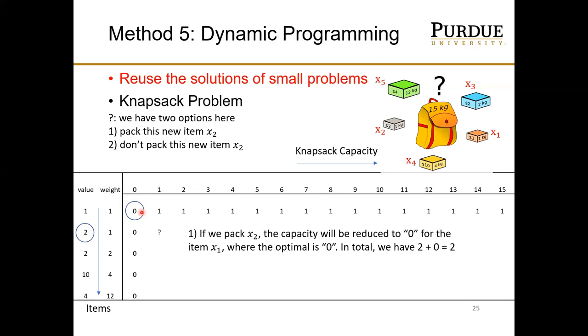That's cool. So pretty much that's dynamic programming. You decompose a bigger problem into a smaller one, and because the smaller problem has been solved, you can directly use the optimal value and construct your optimals. So that's the key idea. In this case, option one is that we want to pack it, and that will result in 2. Another option is that we don't want to pack it.